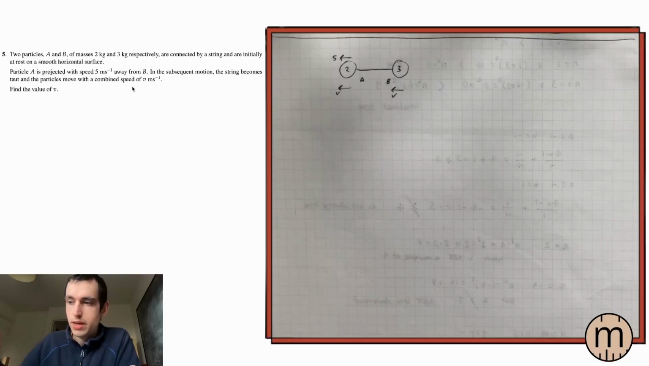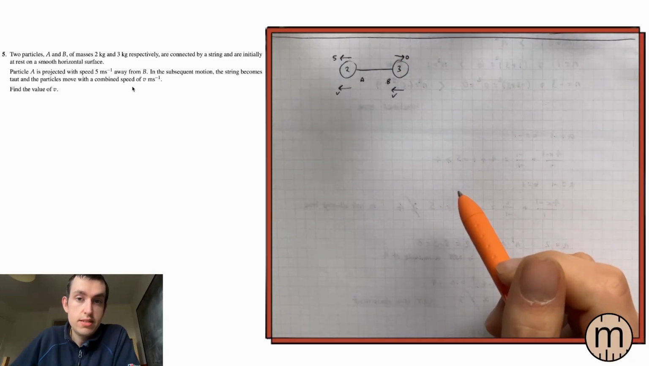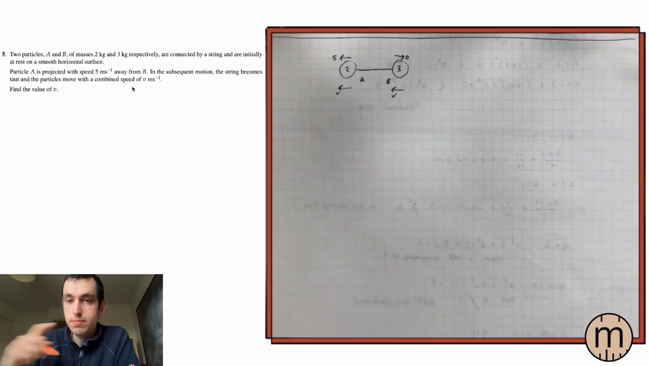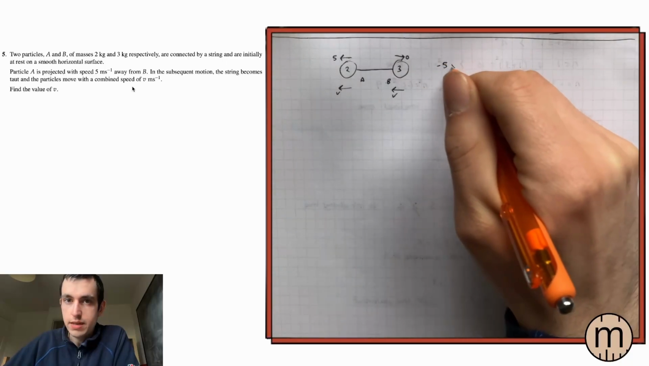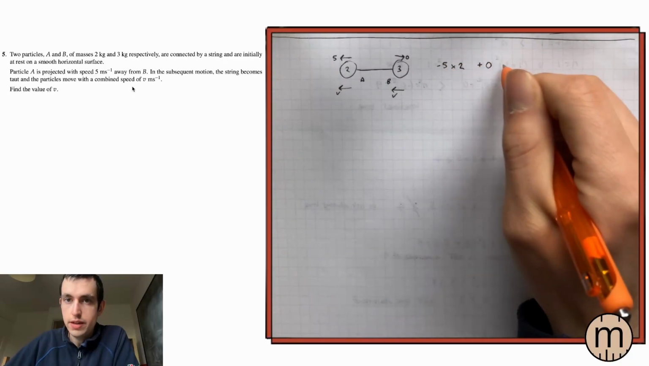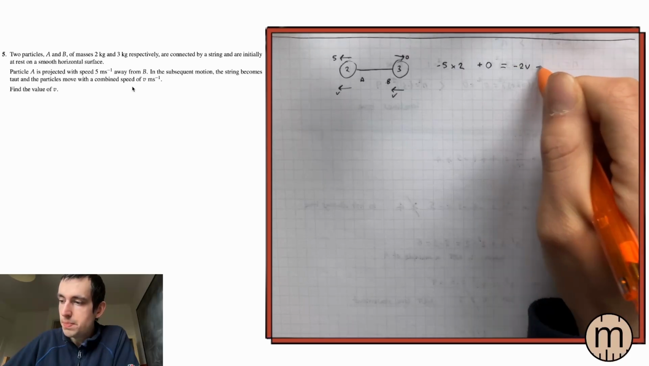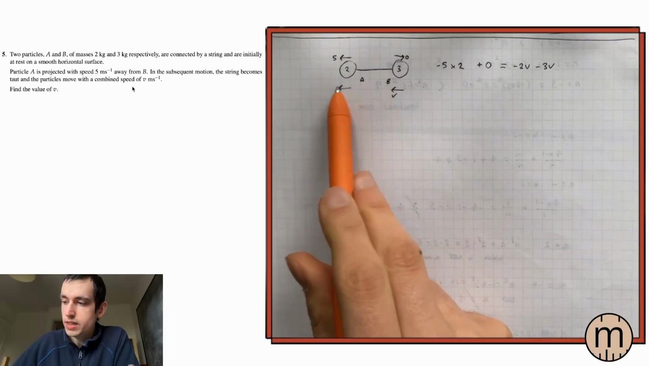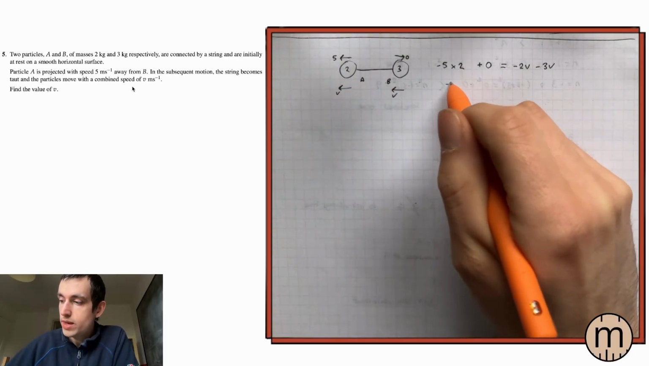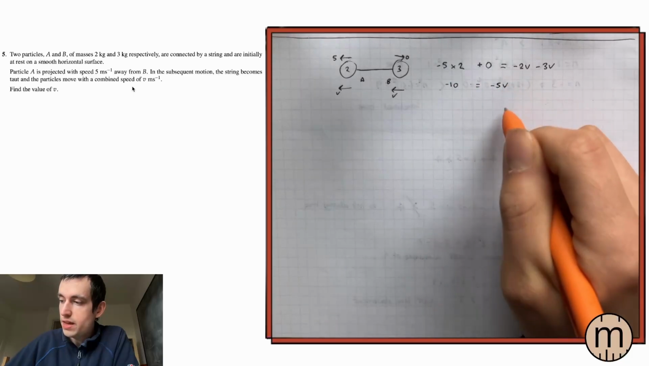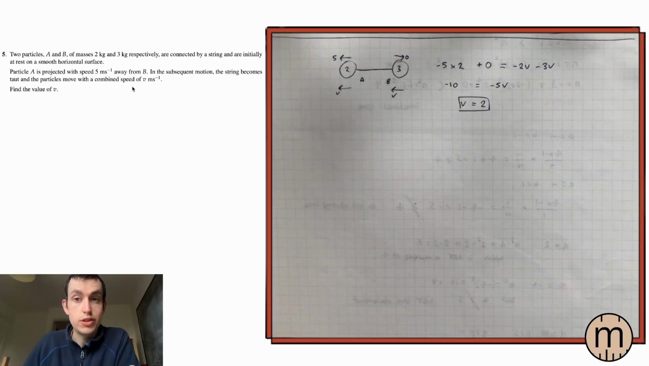Let's do that original formula. We're missing the particle B speed at the start, but it's at rest, so it's not moving, so it's 0. Again, put the 0 towards the left if you want. Now, minus 5 times by 2 plus nothing is going to be equal to minus 2 times v minus 3 times v, making sure that these are all minuses. They do all cancel out each other in the end. We get minus 10 is equal to minus 5v. So we get v is equal to 2 again.